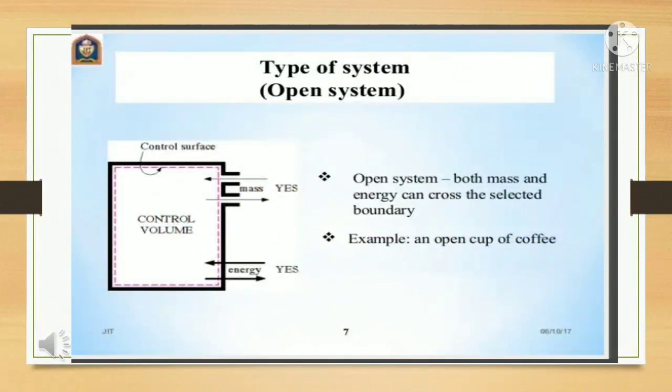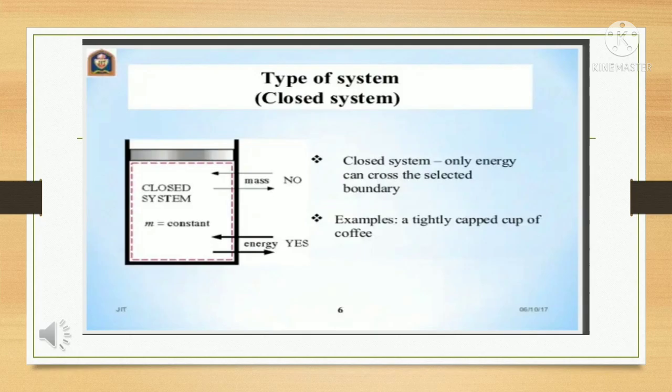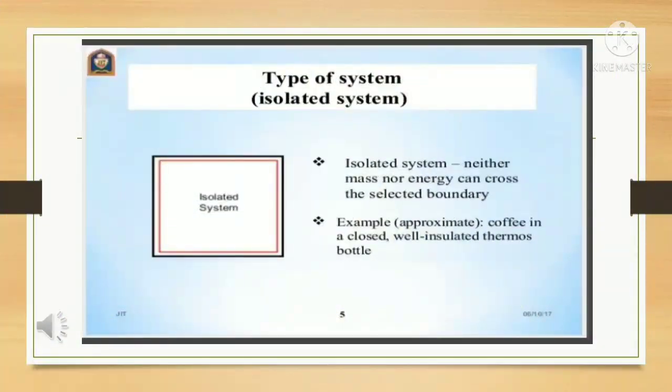In open system, both mass and energy cross a selected boundary as shown in the figure. An example is given as an open cup of coffee. In closed system, only energy crosses a selected boundary, not matter. An example is given as a tight capped cup of coffee. In isolated system, neither mass nor energy crosses the selected boundary. An example is given as coffee in a closed wall insulated thermos bottle.